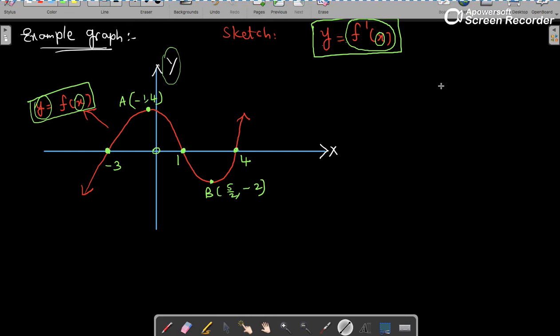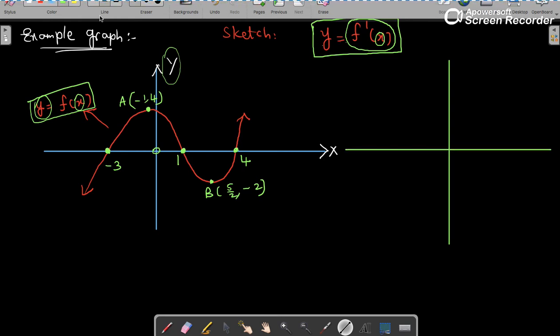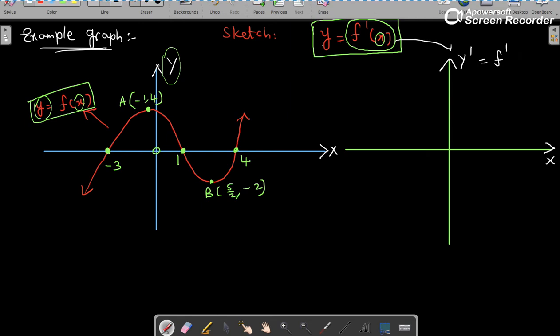Let me take another axis to sketch the gradient graph, but this time the axis would change. Here I would get an x-axis, but I would get a y dash because I'm looking at f dash x. I hope you understand how the y-axis changes. The whole of the y-axis is now the slope. So let us see how it works.